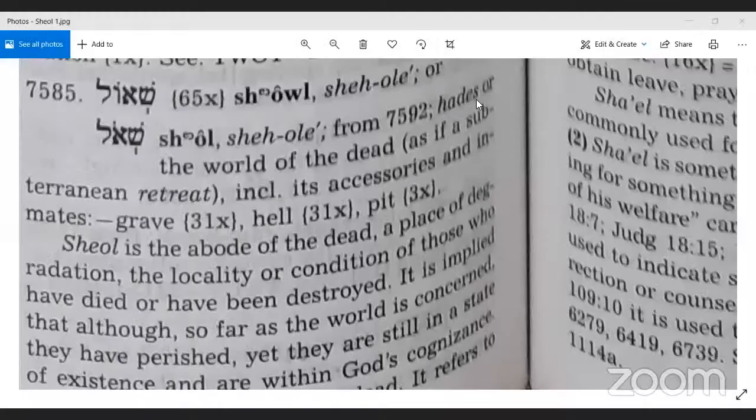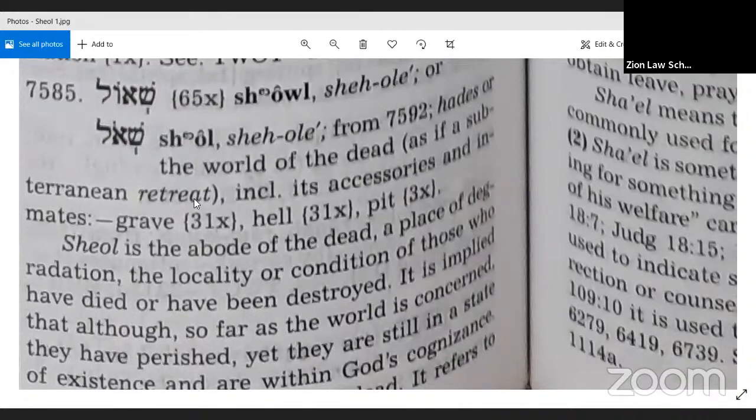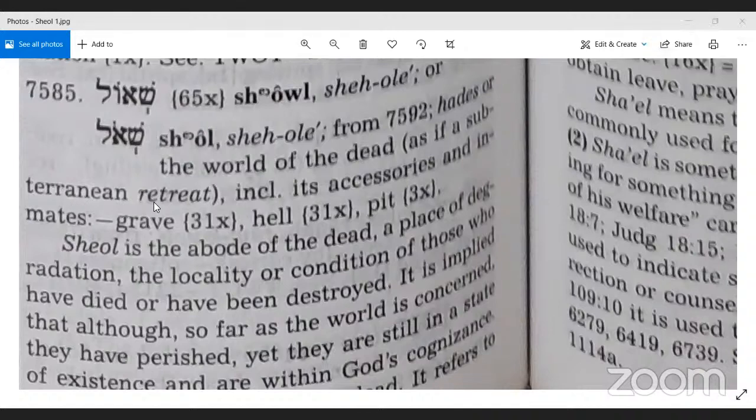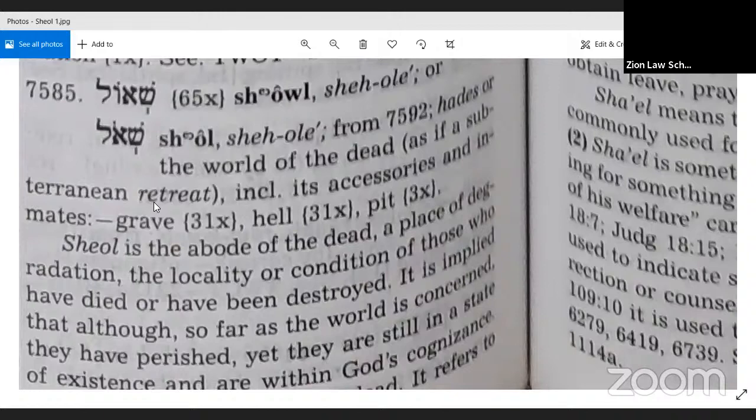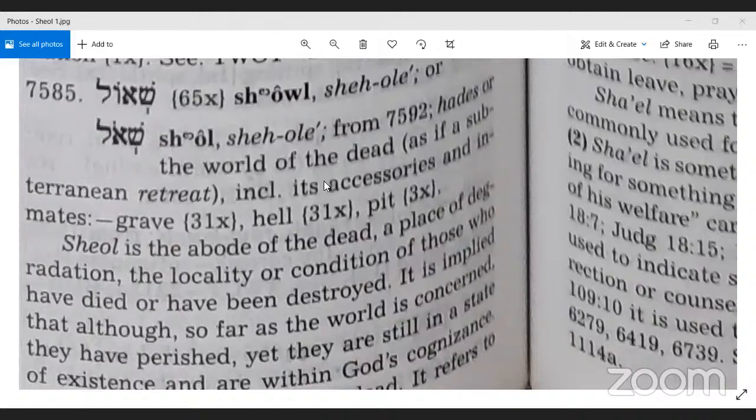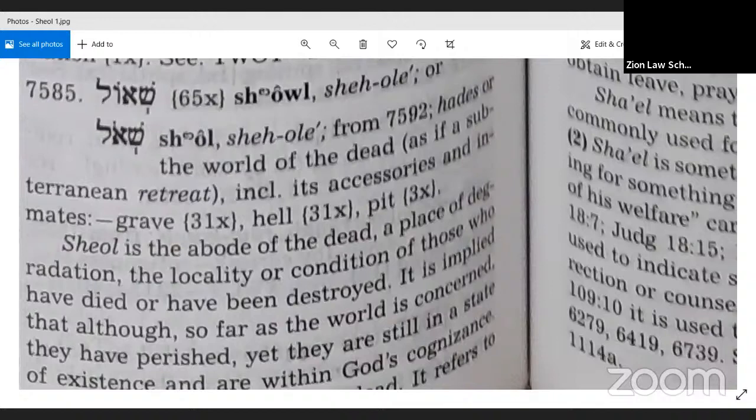Okay, so it says Hades, or the world of the dead, as if a subterranean retreat. Subterranean is an adjective. Okay, adjective to retreat, right? Because Zeus' brother Hades was supposed to be the guardian of the underworld. I'm going to look it up so we can do it. A subterranean retreat. So let me pull it up.